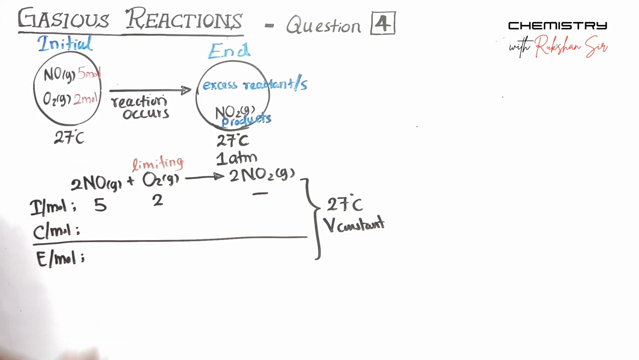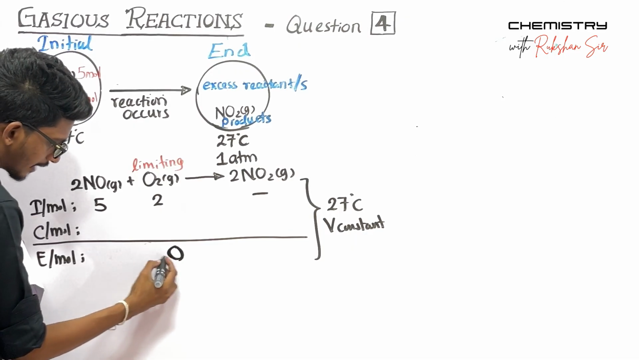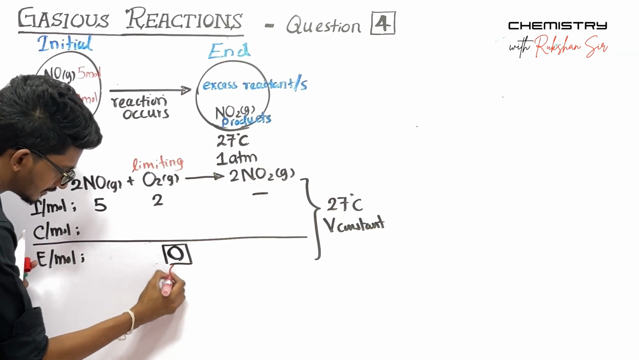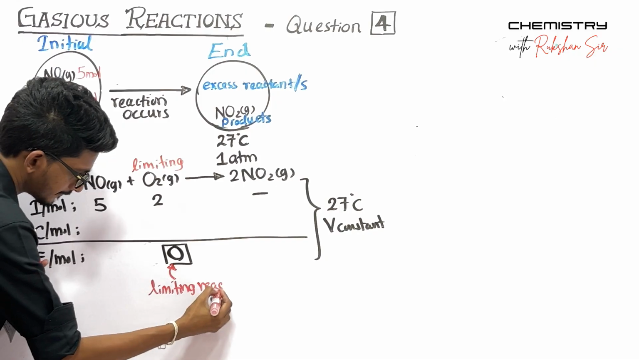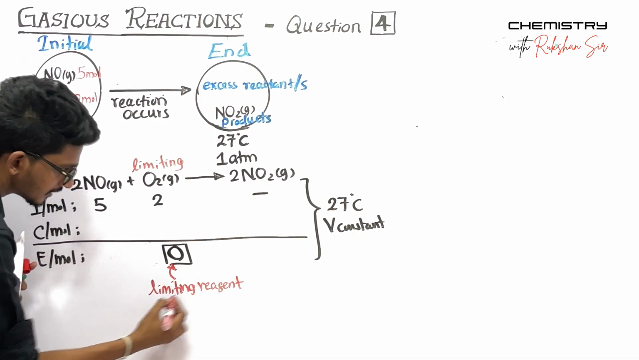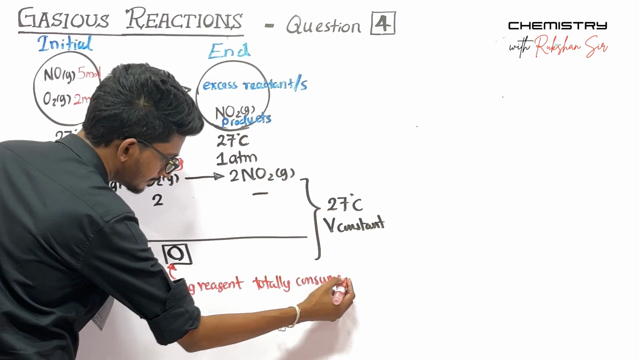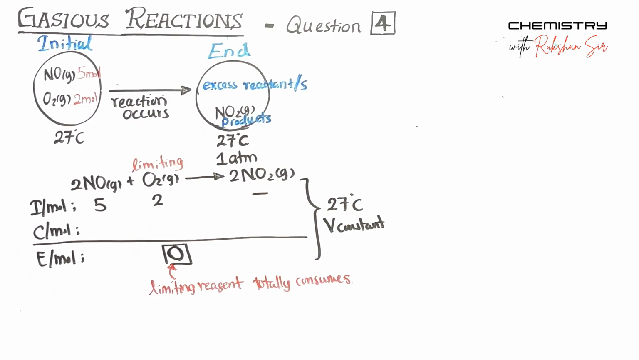That is how you find the limiting reagent, right? O2 is limiting means at the end it will be totally consumed. So at the end it won't appear, as it's a limiting reagent. Limiting reagent is totally consumed, right? Okay. Now come to the table here.